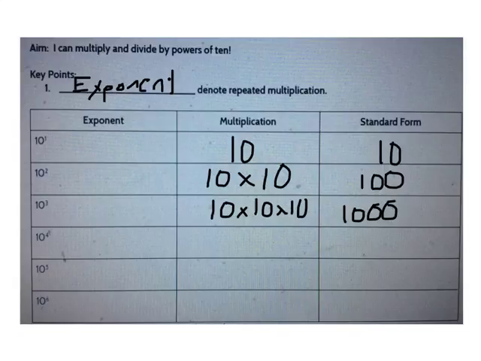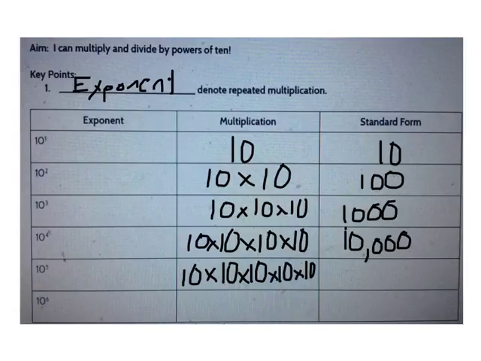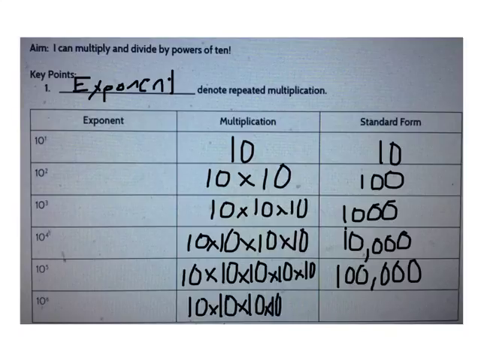10 to the third power means I have 10 times 10 times 10. That's 1,000. 10 to the fourth power means I have 10 times 10 times 10 times 10. I have 4 10s. That's 10,000. 10 to the fifth power means I have 10 times 10 times 10 times 10 times 10. That's 100,000. And 10 to the 6th power means I have 10 multiplied by itself, and I have 6 10s, or 1 million.